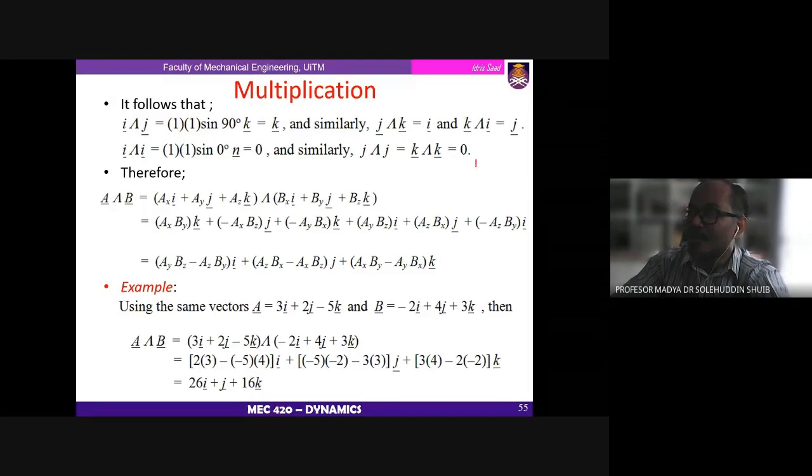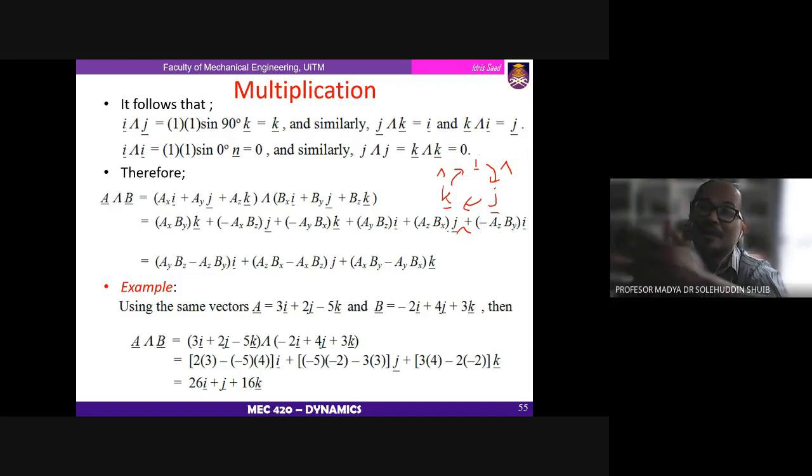We try to draw i, j, k. So i cross j, you get k. j cross k, you get i. k cross i, you get j. So i cross j, you get k. This is how we do the multiplications, to remember all of this.